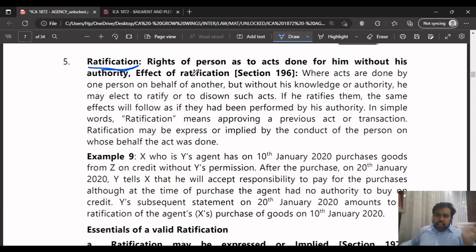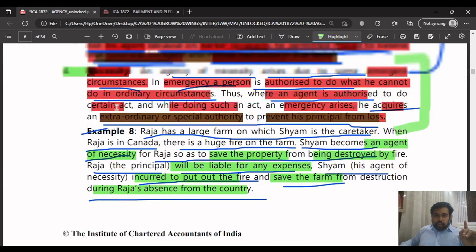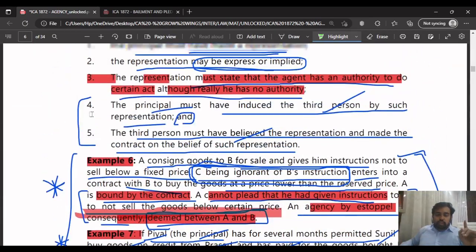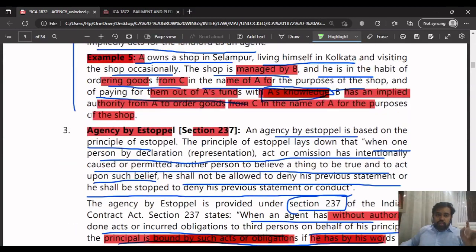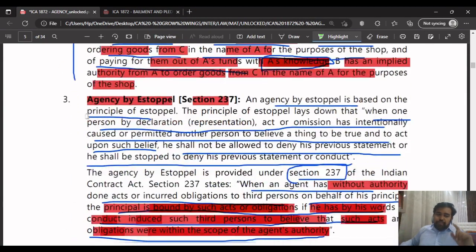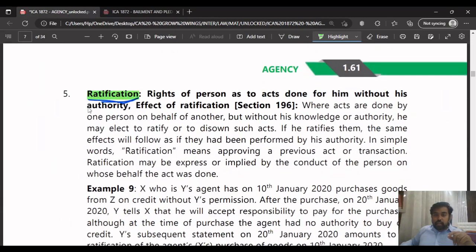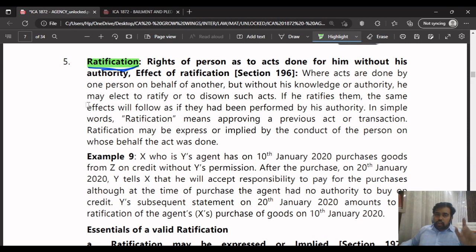You would have heard this term, or if you haven't heard, that is what it means: to give consent. This is also a very important mode. Ratification. These are very important modes: necessity, ratification, like I said, and one more was Estoppel. Please do read these parts very properly, because this mode of agency can definitely come in your exams. I can tell.